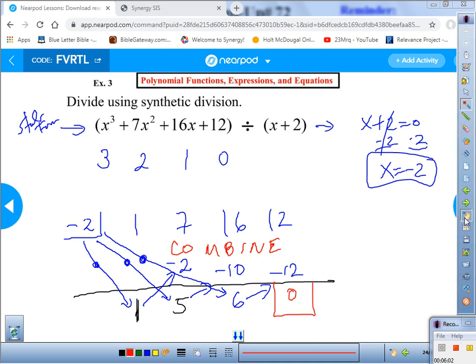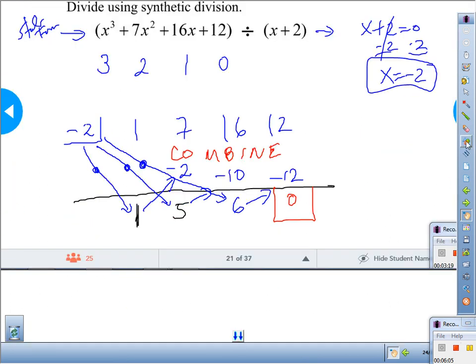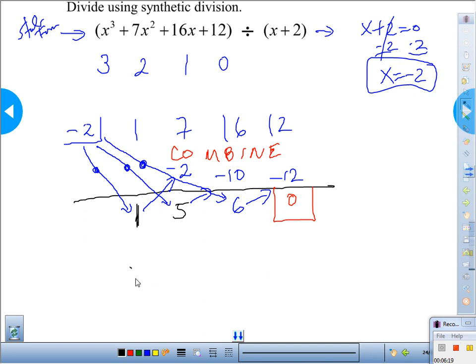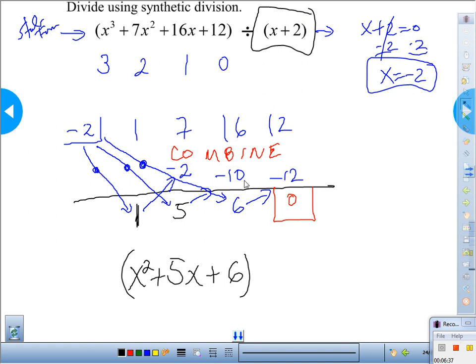So if I already divided according to the synthetic division, that means I no longer am at the cube spot. This one's going to be my squared spot. So check this out. This is 1x squared plus 5x plus 6. That's my quotient. What was the divisor that I started with? x plus 2. If I multiply this times the original divisor, what would that give me? This right there.